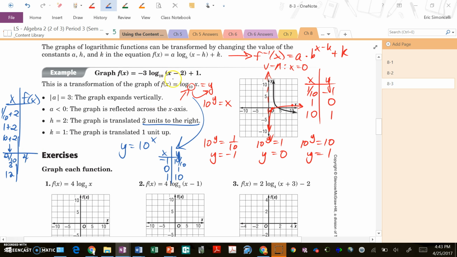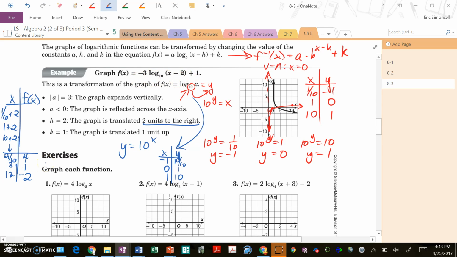If you plug in 3 minus 2, that's 1. Log base 10 of 1, again, we know that's 0 from back here. Times anything is 0, plus 1 is 1. And then lastly, 12 minus 2, that's 10. Log base 10 of 10 is 1. Times -3 is -3, plus 1 is -2.